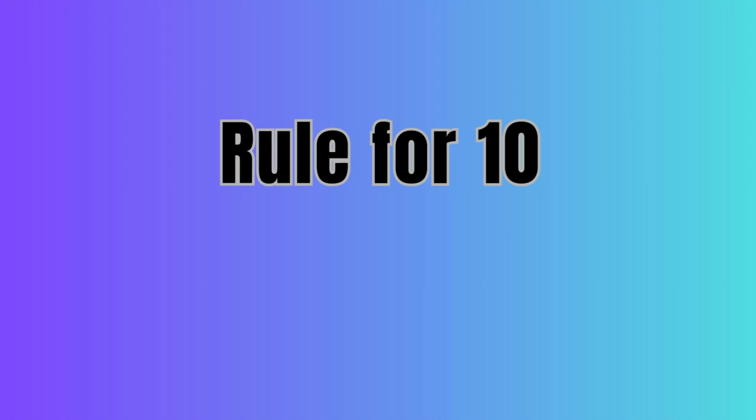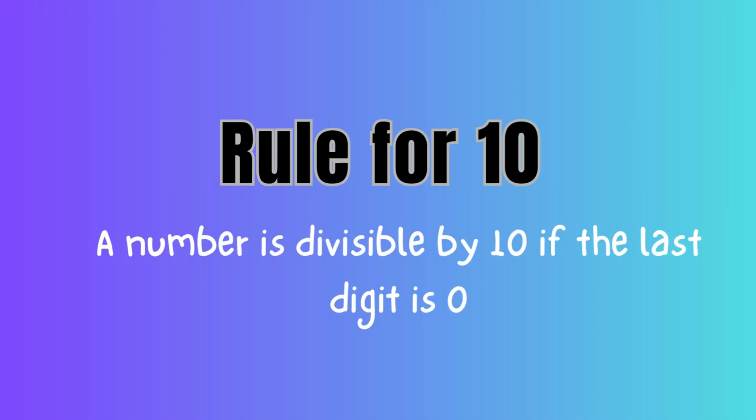Divisibility by 10. A number is divisible by 10 if it ends in 0. This one's obvious when you think about it. 10 is our base number, so any number that ends in 0 is a multiple of 10. It's literally how we count by tens: 10, 20, 30, 40, 50, and so on and so forth. So if it ends in 0, then it's divisible by 10.